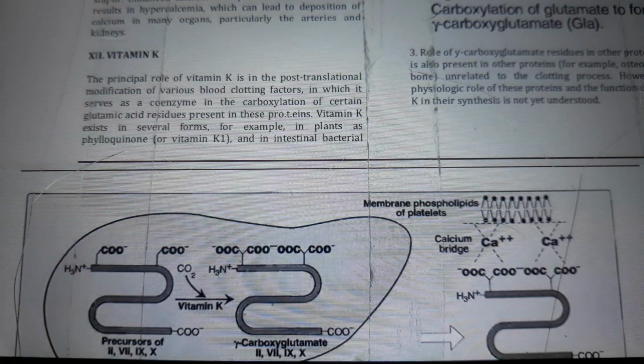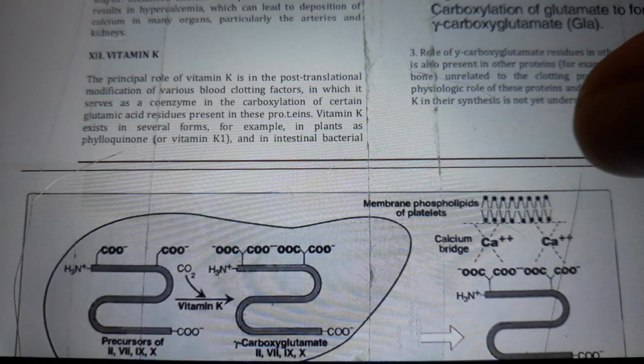Gamma-carboxyglutamate residues in other proteins. GLA is also present in other proteins, for example osteocalcin, a bone protein unrelated to the clotting process. However, the physiologic role of these proteins and the function of vitamin K in their synthesis is not yet understood.